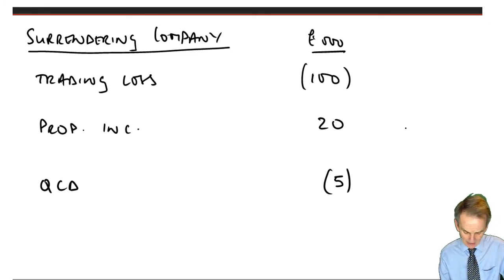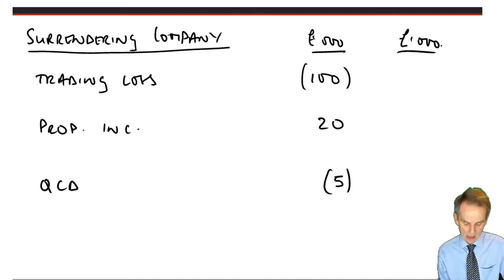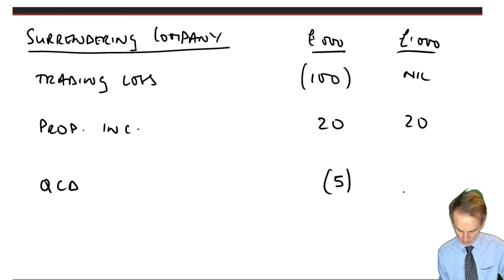It has property income of £20,000, and it's got qualifying charitable donations paid in this accounting period of £5,000. So what have we got? On its corporation tax computation, what would we have? We don't have bracketed figures. Where there's a trading loss, the assessment is nil. We have property income 20. We have a qualifying charitable donation of 5.